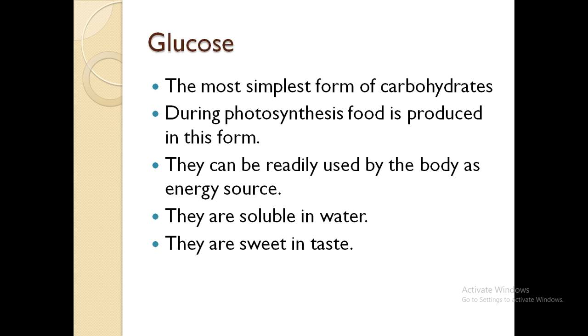Glucose. As you know, during photosynthesis, with the help of sunlight, glucose is formed from carbon dioxide and water. So what is glucose? The simplest form of carbohydrates. During photosynthesis, food is produced in this form, as I told you, from carbon dioxide and water. When they react together, they form glucose.